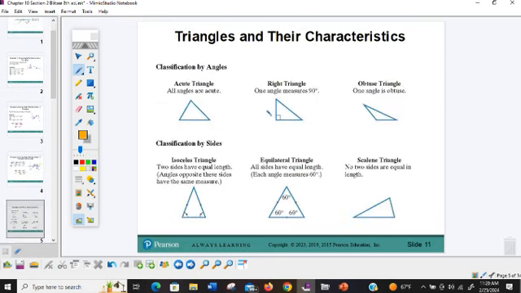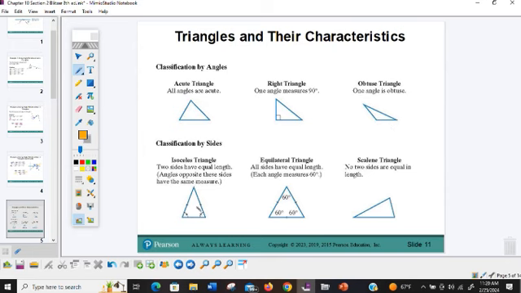We can also classify triangles by their angles and by their sides. If all of the angles are less than 90, it's an acute triangle. If you have one 90-degree angle, then that one is going to be a right triangle. If you have one angle that is more than 90 degrees, that one is considered an obtuse triangle.